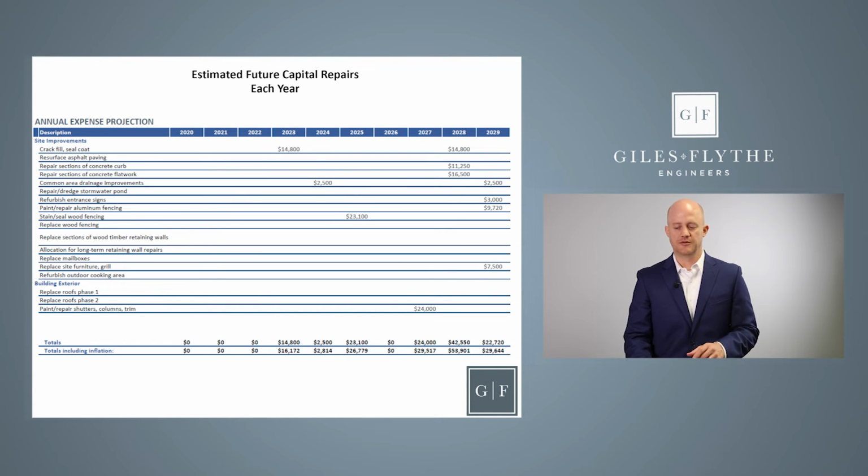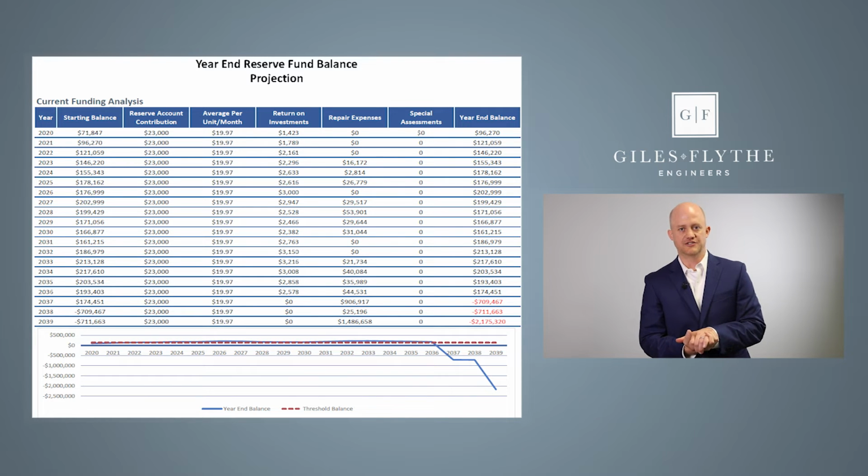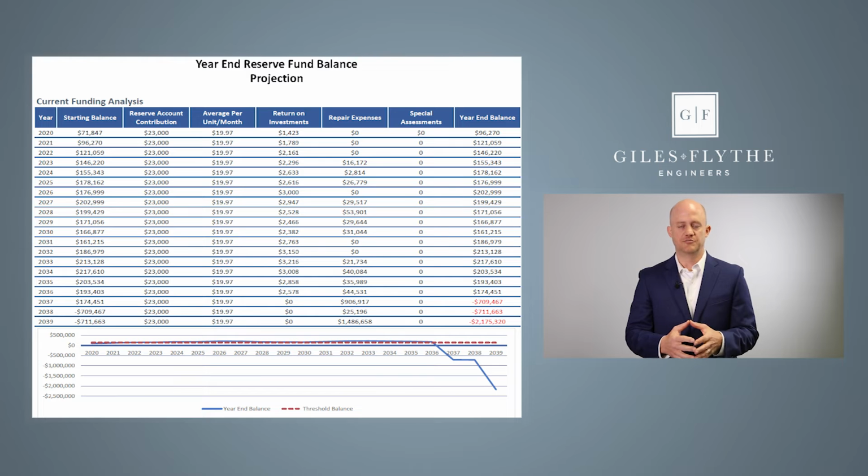The next thing we're going to jump into is what the funding projections look like. We'll start on this page. This is our current funding analysis. For this particular community, we took a look at how much funds were in the reserve account today, the day that we did the reserve study, and what they were currently budgeted to put into the reserve account. The way this information is set up on this page, you have every year for the next 20 years listed out on that far left column.